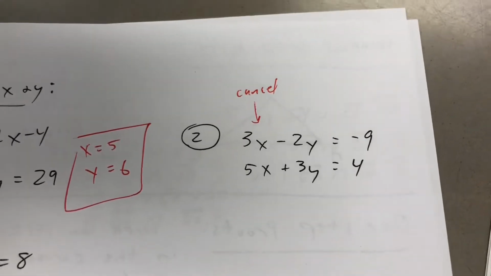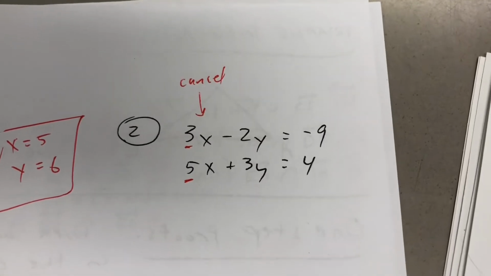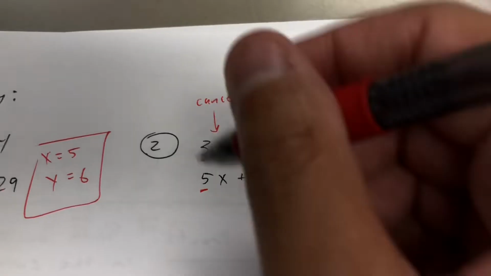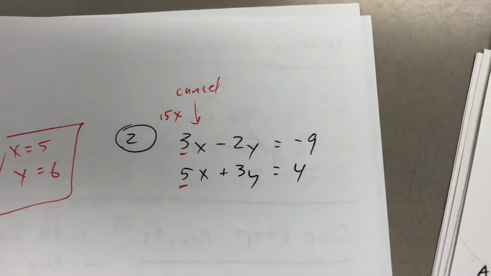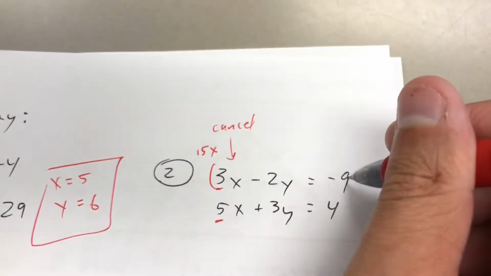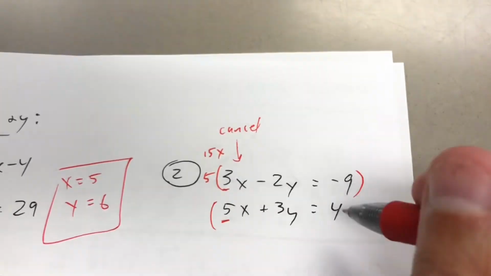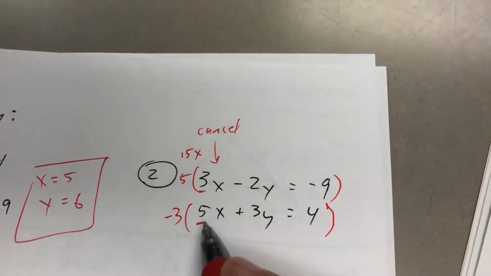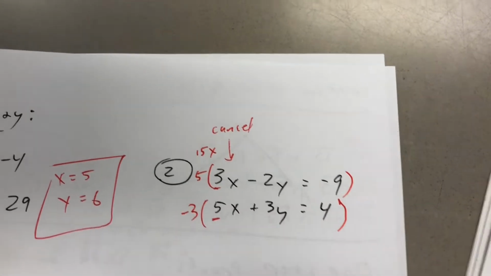And remember, you're looking for a number that both of the coefficients divide into, because then you can multiply both or one of the equations by some value to create a cancellation. 3 and 5 both go into 15. Okay, so I'm going to try to get a 15x here. The way I'm going to do that is I'm going to multiply my top equation by 5, and I'd like to get a negative 15 from my lower equation, so I'm going to multiply the lower equation by negative 3, and that'll give me a positive 15x and a negative 15x.